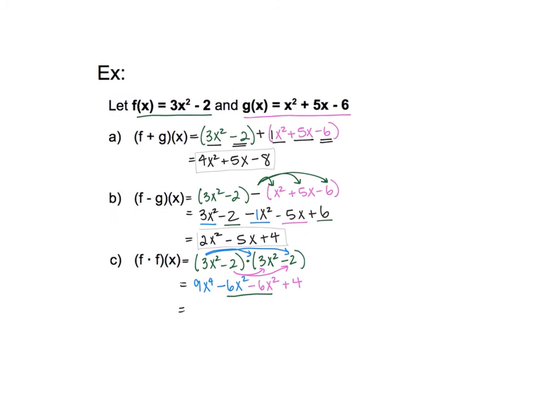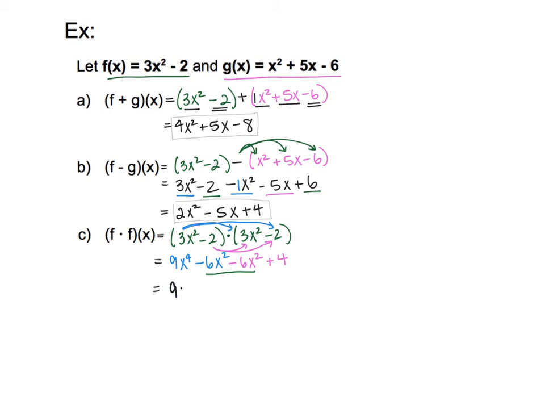So for my final answer, I have 9x to the 4th, because that just drops down. There's nothing to add it with. Negative 6 minus 6 gives me negative 12x to the 2nd power. And then I'll bring down the 4 here, since there's nothing to add it with. And so this is it. This is my final answer because there's no more terms to add with. So hopefully this gives you a better idea how we use these notations given two functions here. So what we're doing is just setting it up and then simplifying.